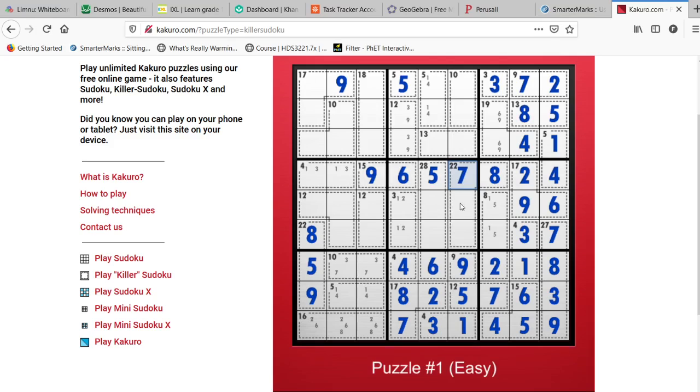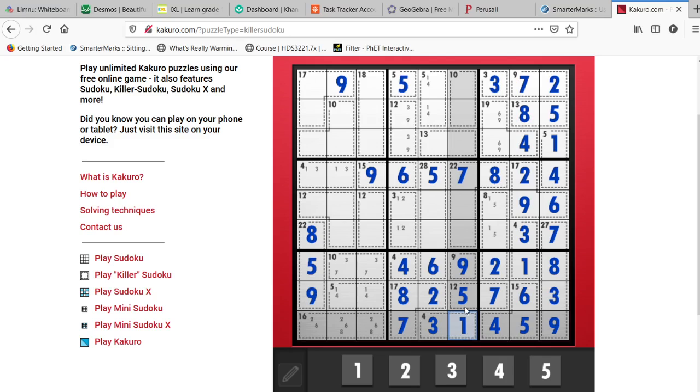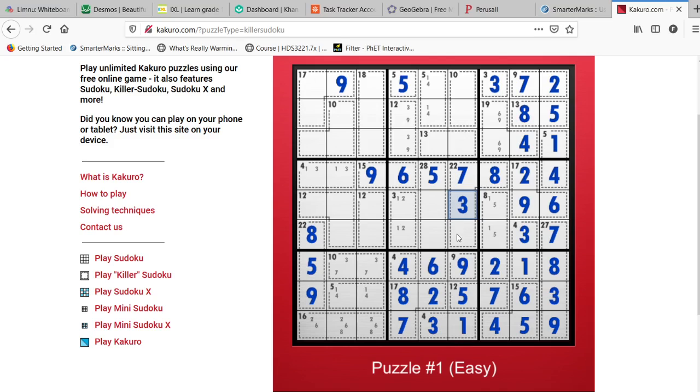These add up to 15, so we need two numbers here that add up to 7. It cannot be 1 and 6. It cannot be 2 and 5. Therefore, it's got to be 3 and 4. Because of the 3 in this row, that has to be the 3. This has to be the 4.